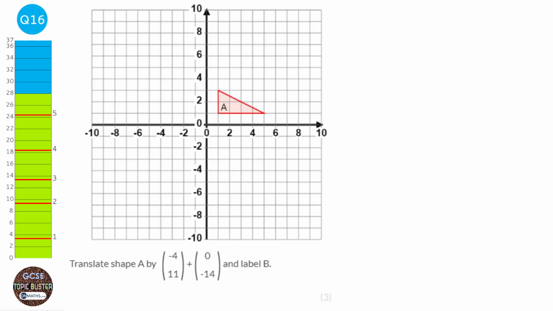First thing I'm going to do is add these column vectors. So we're going to add the tops first.